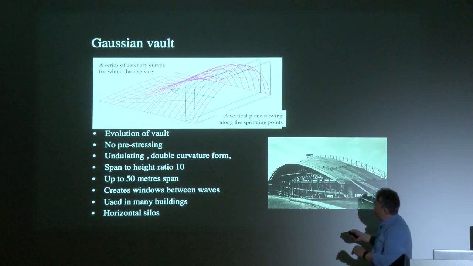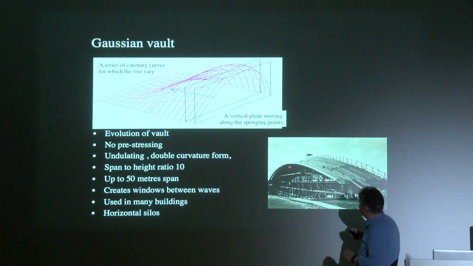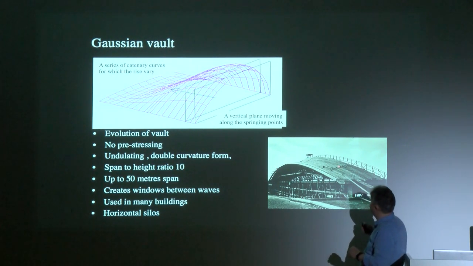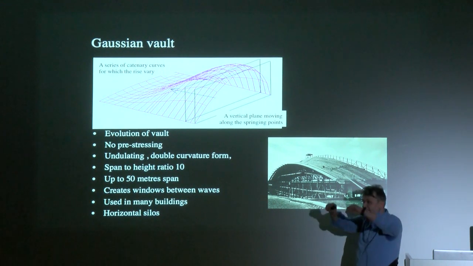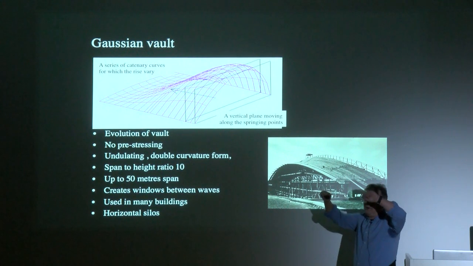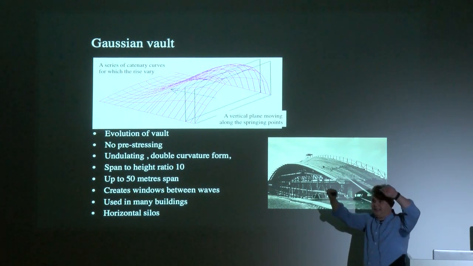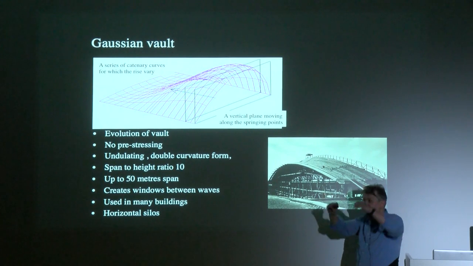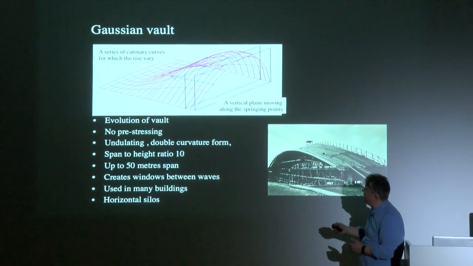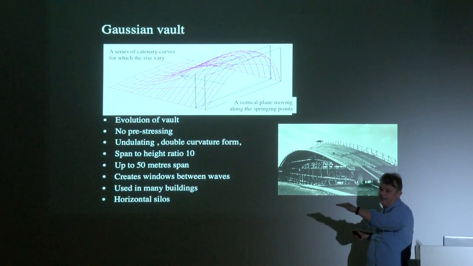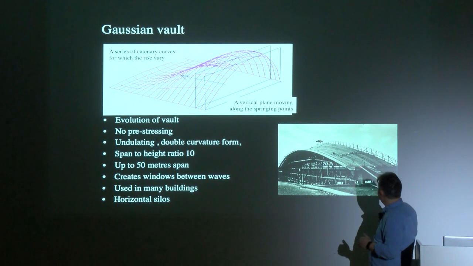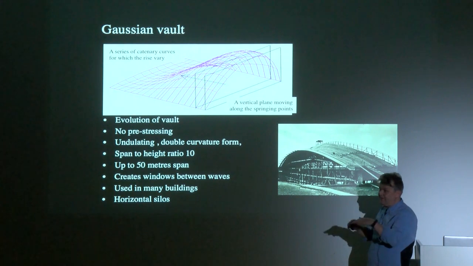And each of these sections through the vault, each of these curves, if you imagine a series of curves coming across here, which are shown in this diagram, each one of those is a catenary. So each one of those can be determined by hanging a cable and just increasing the height or decreasing the height. And then by gradually varying them along the sides, along this edge, you end up describing a doubly curved surface. And that doubly curved surface starts from a straight line and undulates more and more till it gets to the center. So quite complex form, but it's actually relatively easy to determine.